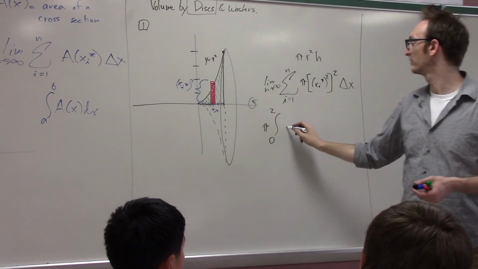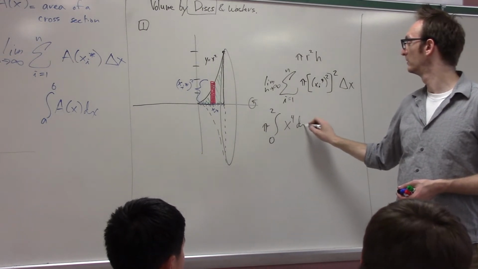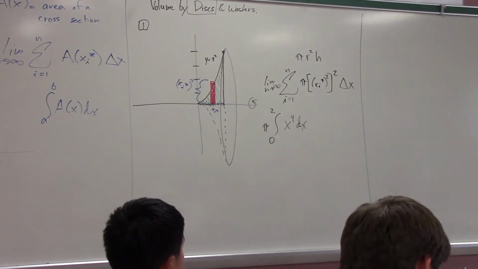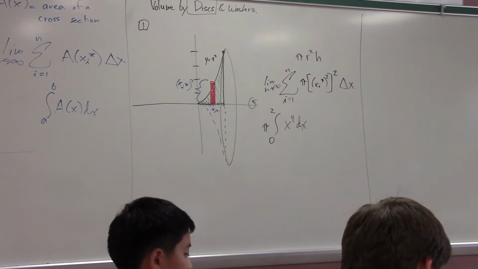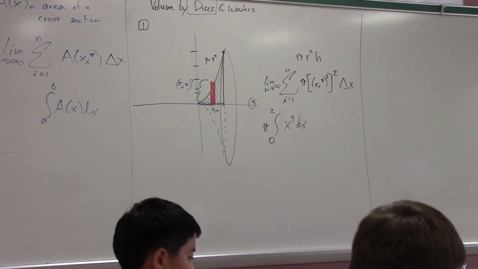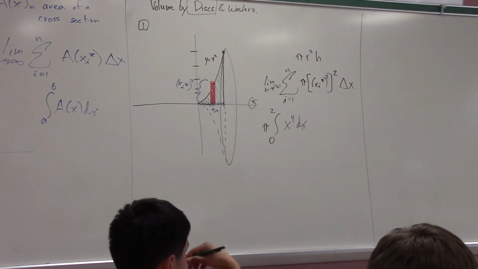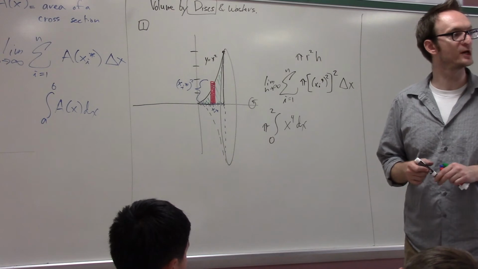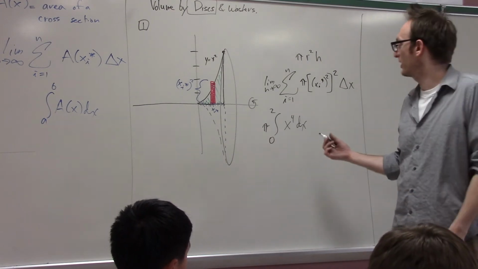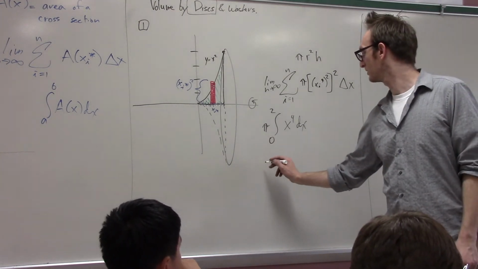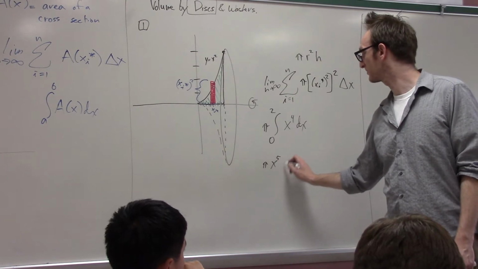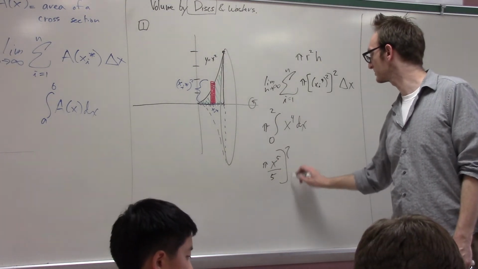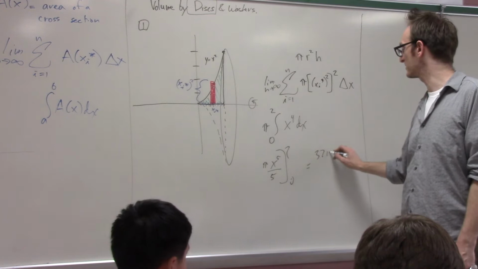It's the fourth. Right? You good? Cool. Are you guys with me? Okay, so now we just do it. I guess this is pi x to the fifth over 5. I got 32 pi over 5. Is that what you got?